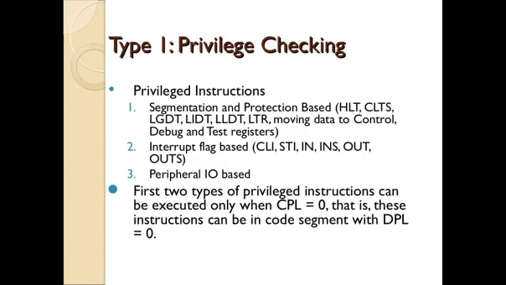Now we will see all three types. The first privilege check is whether the program is trying to execute privileged instructions. So, execution of instructions which are privileged. There are three sets of privileged instructions.